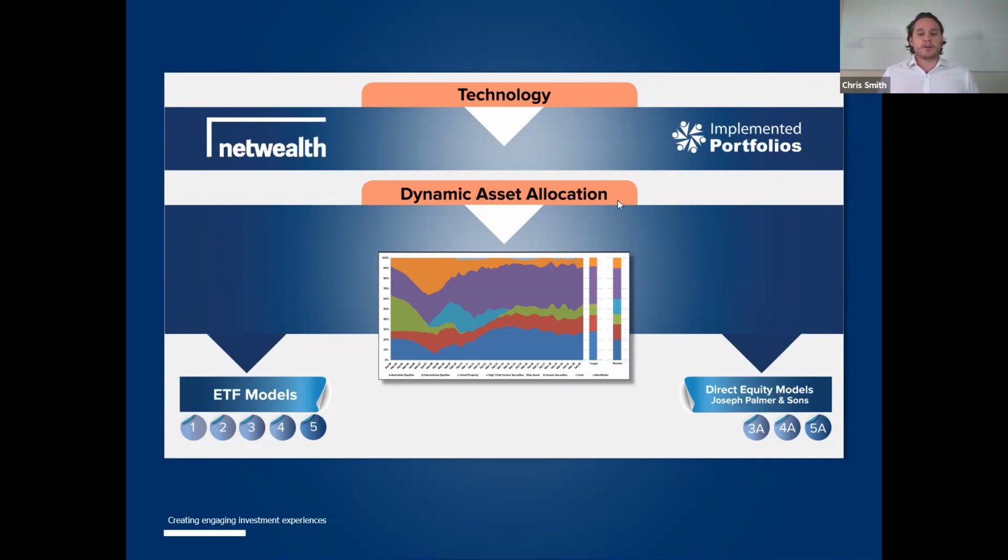We also have a set of direct equities portfolios. They also sit under the same dynamic asset allocation capabilities that are in-house at Implemented, but we have security selection provided to us by an external provider, Joseph Palmer & Sons. These models are available either on a platform such as NetWealth or BT Panorama, or in-house on our own custodial service, which we call IP Direct. And we can go to the next slide.